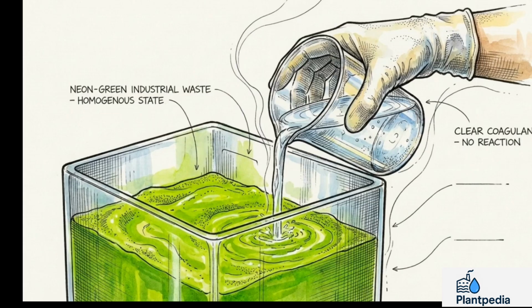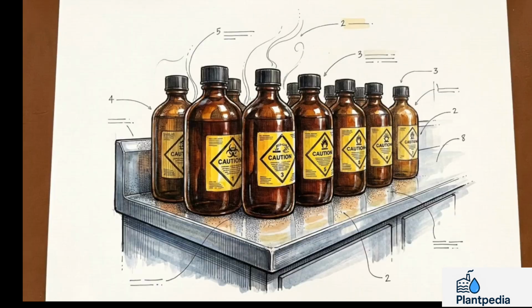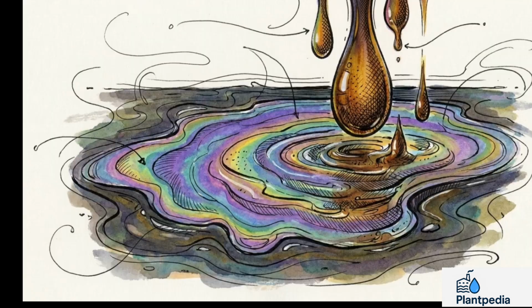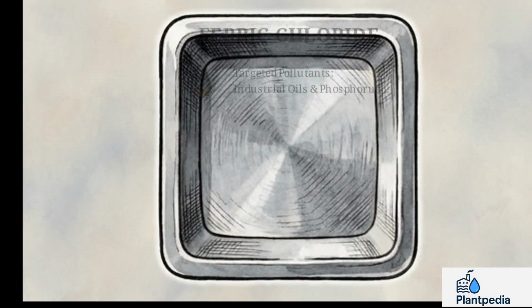Standard aluminum coagulants lose their efficacy when confronted with extreme industrial effluents. For these environments, engineers deploy iron-based coagulants. These are specialized heavy lifters, formulated for specific, difficult pollutant profiles. Ferric chloride is the primary choice here. It is designed explicitly for oily wastewater and heavy industrial effluents. It also carries a highly effective secondary capability: aggressive and reliable phosphorus removal.